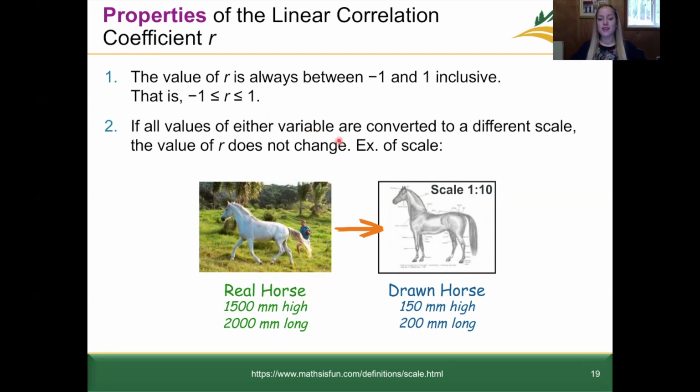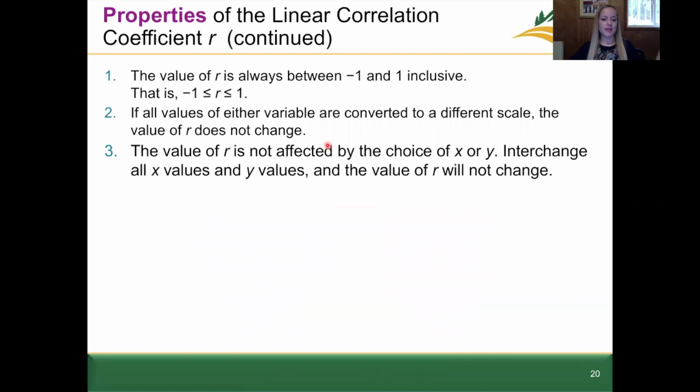So essentially, if we took all of our x values, we multiplied those by 10, we did the same for all of our y values, then our value for R would be the same before scaling up and after scaling up by a factor of 10. Property number 3: the value of R is not affected by the choice of x or y. Meaning that if we interchange all x values and all y values, the value of R will not change.